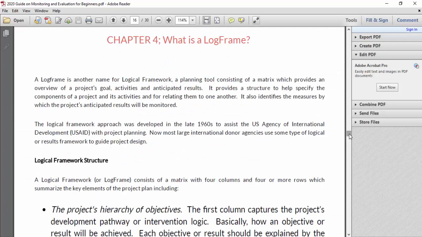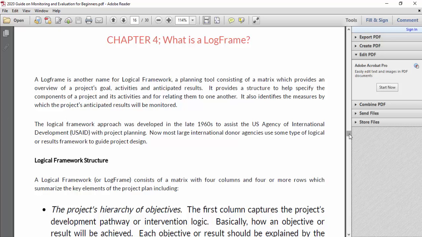So another important part of this ebook, which is extremely important, is what is a log frame. Remember, in most of the videos I've talked about this, that the log frame is the heart of monitoring and evaluation. So how do you actually set it up?